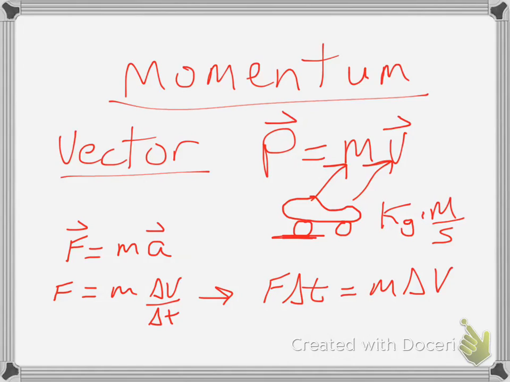So the common name for force times time is impulse, and then I always like to write it out. Impulse is equal to a change in momentum. See if I can squeeze that in there. Okay, so basically, the larger the impulse, the larger the change in momentum on a given object.